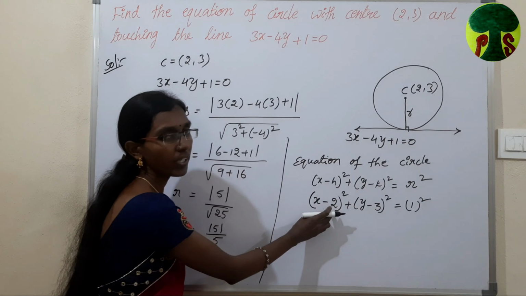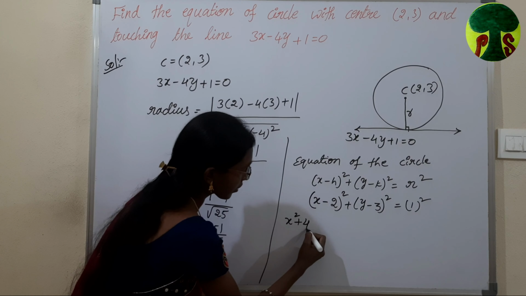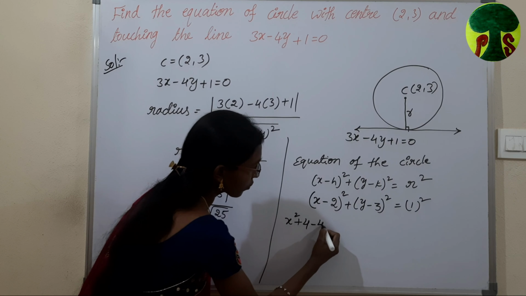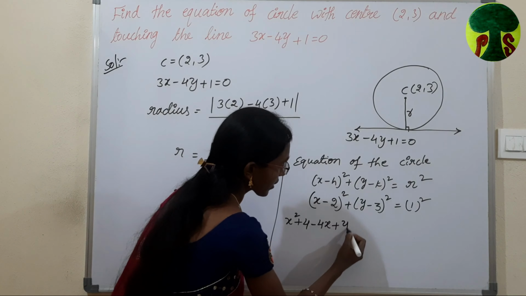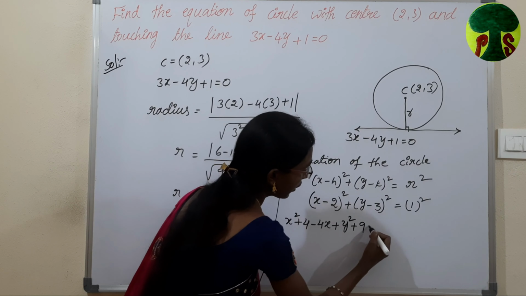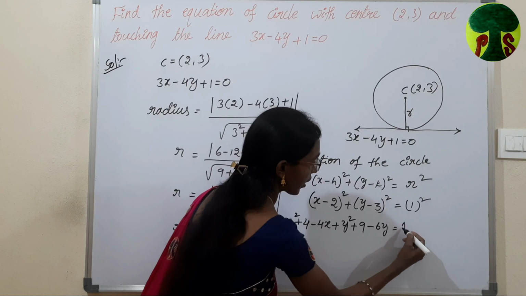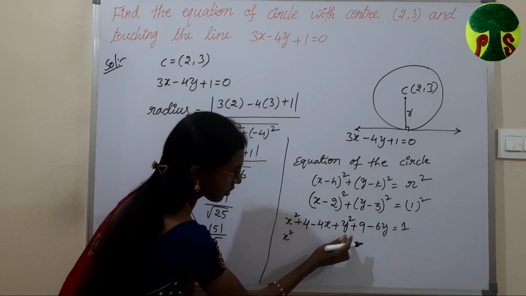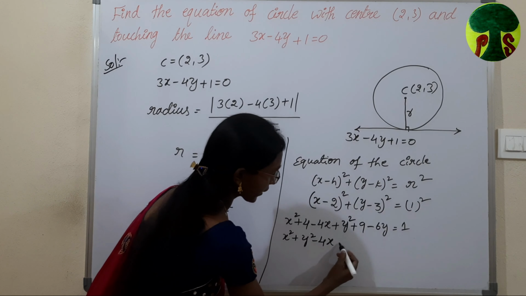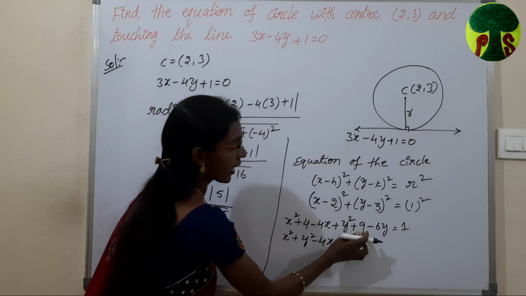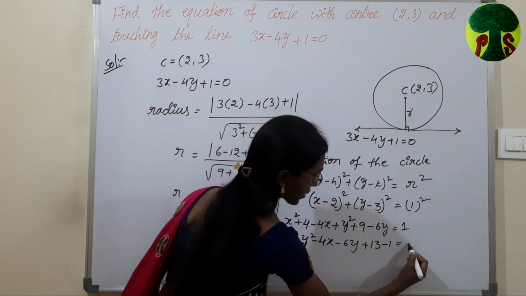It is in the form of (a minus b) whole square. We have to apply that formula here. So we get x square plus 2 square, which is 4, minus 2 into 2, which is 4x. Here also we apply the (a minus b) whole square formula: a square means y square, plus b square means 9, minus 2ab means 2 into 3 is 6, minus 6y, which equals 1 square, which is 1. Now write x square and y square, beside it x square plus y square. Next the x term, minus 4x, the y term, minus 6y, and 4 plus 9 is 13, plus 13. Here 1 is there. I am bringing that to the left side, minus 1 equals 0.